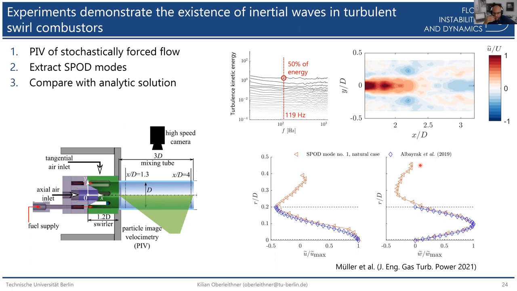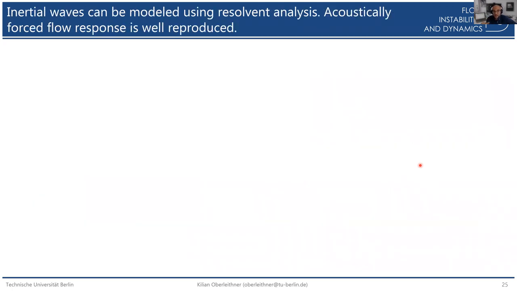So that basically already gave some good experimental evidence or proof that we do have inertial waves in such a combustor. However, so far we only know that the response of this flow field to stochastic forcing features these inertial waves. But we are of course also interested in modeling the forced response.